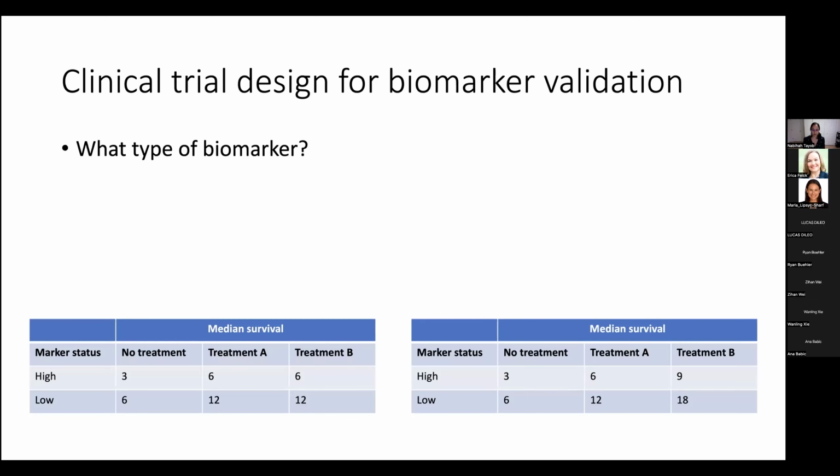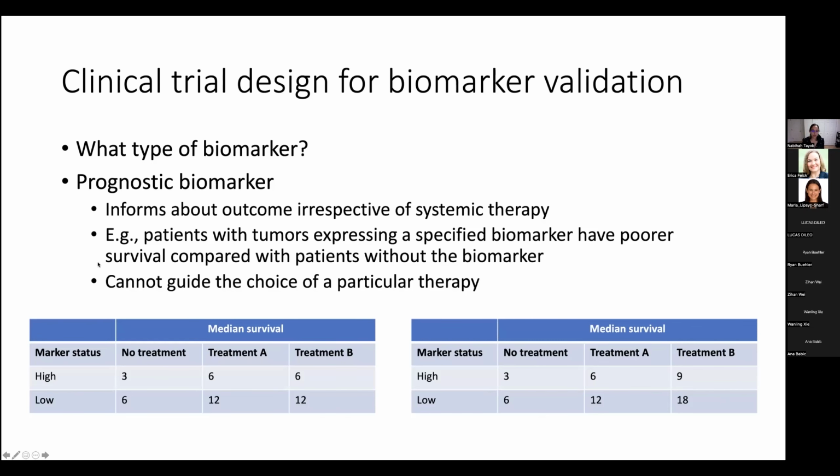So here's an example: the clinical trial design for biomarker validation. Now we're getting into the context of you've been diagnosed with cancer, and now we want to design a clinical trial. So there's a therapeutic aspect now for these biomarkers. And then it depends on what type of biomarker. So here are two examples of prognostic biomarkers.